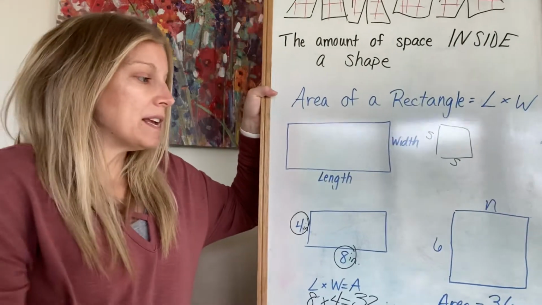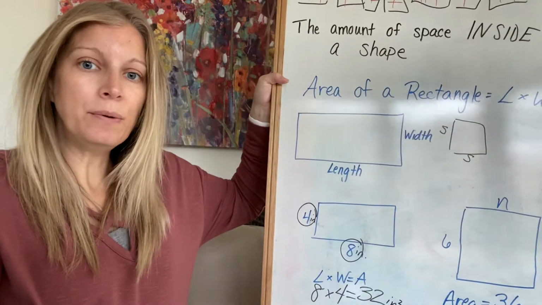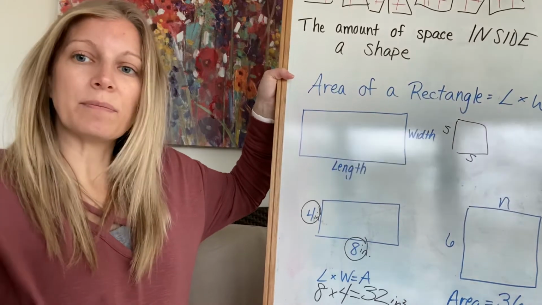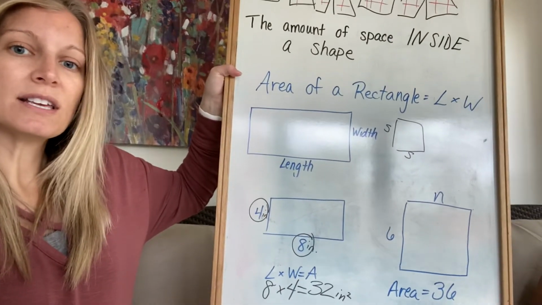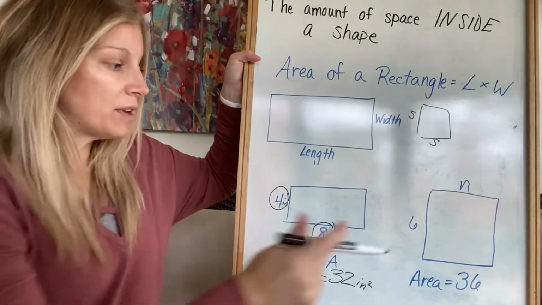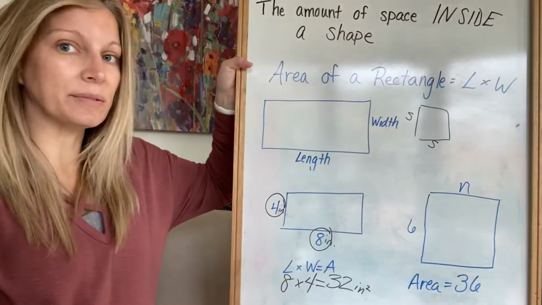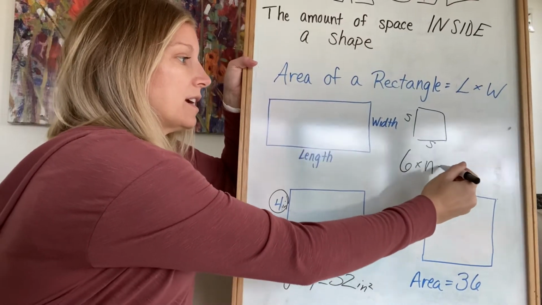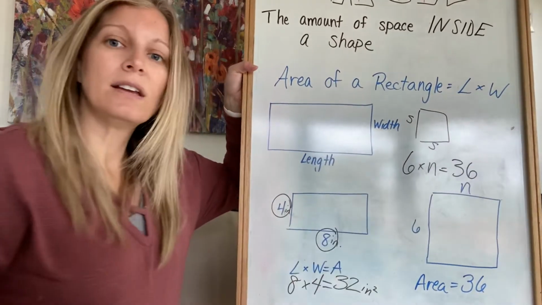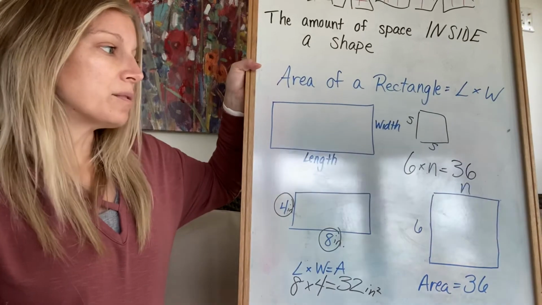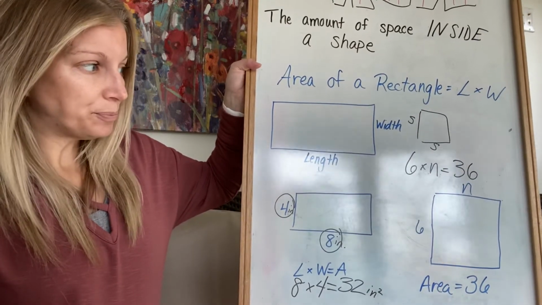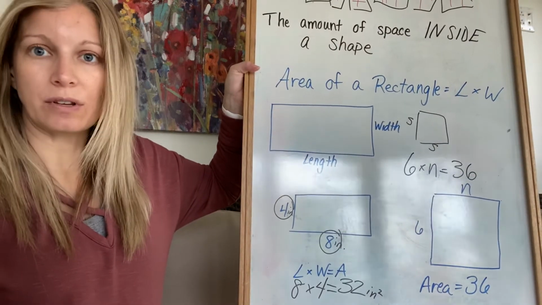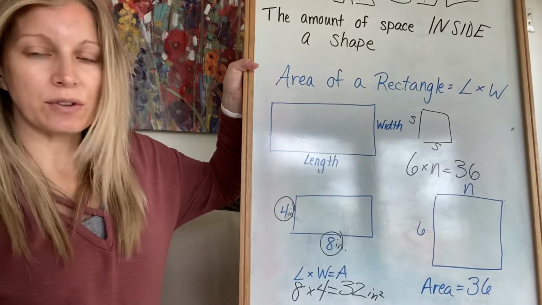Another example would be, if I know the area, what would be a missing side? So in this example, the area is 36, and I know one side is 6 and the other side is n. So what times 6? 6 times n equals 36. So then we would divide 36 divided by 6, and we would get n equals 6. Or you could think to yourself, 6 times what gives you 36? n equals 6.